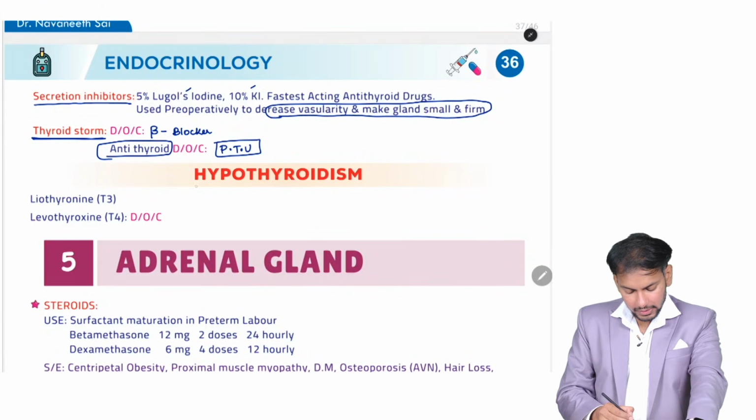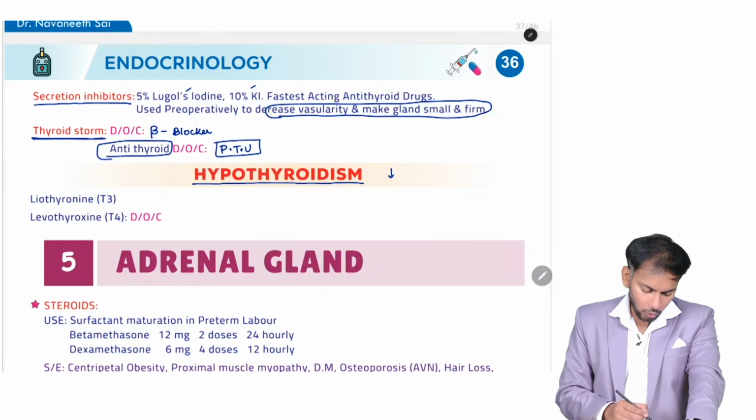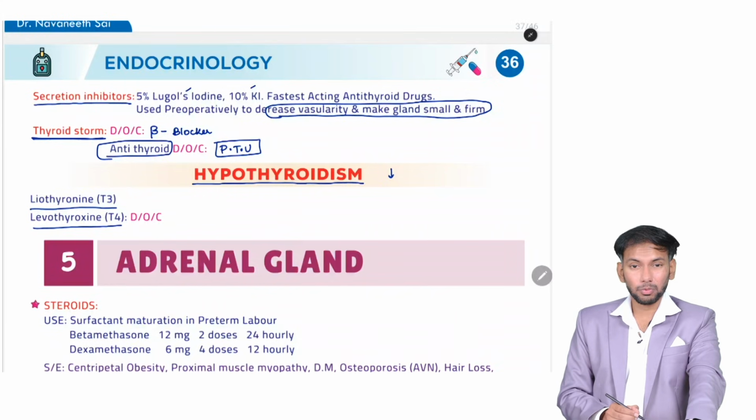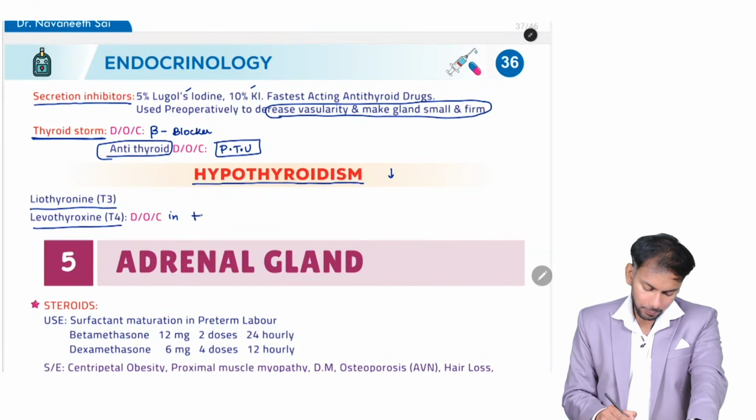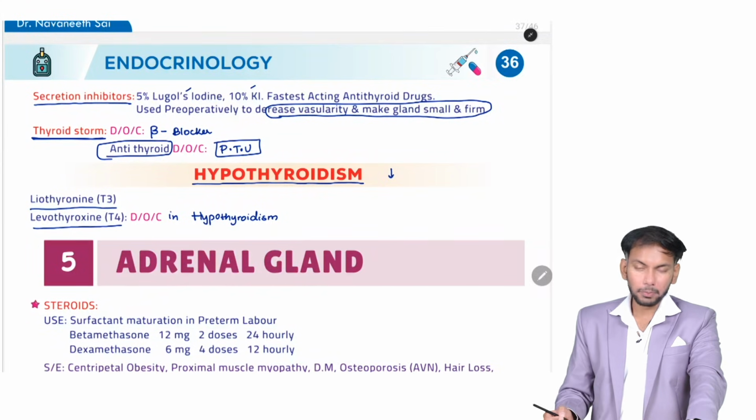Let us suppose a person is having hypothyroidism. That means thyroid hormones are reduced. What should you do? Thyroid hormone replacement. Liothyronine is T3, levothyroxine is T4. So this is the drug of choice in hypothyroidism.